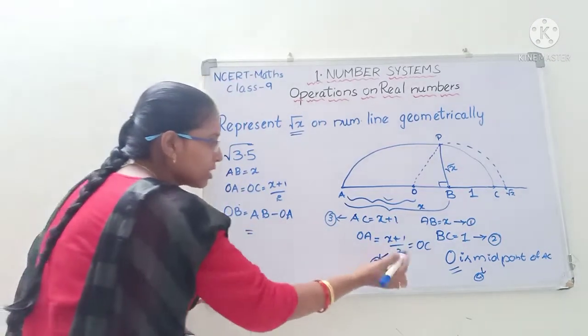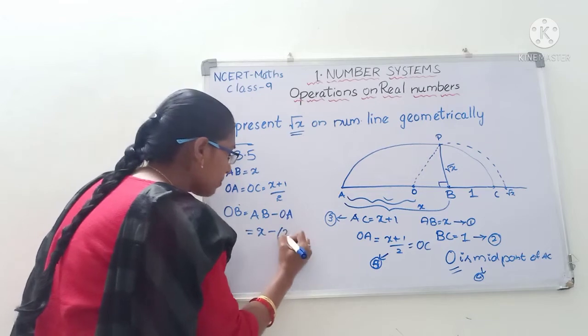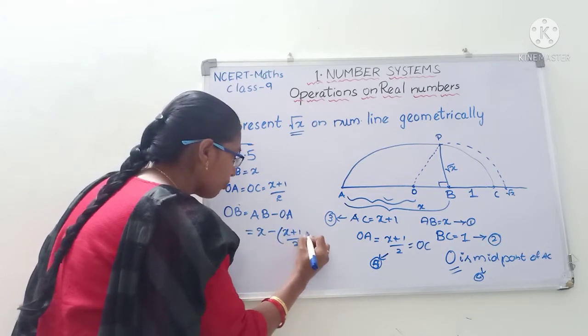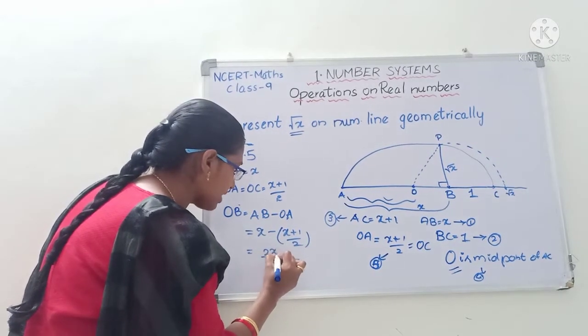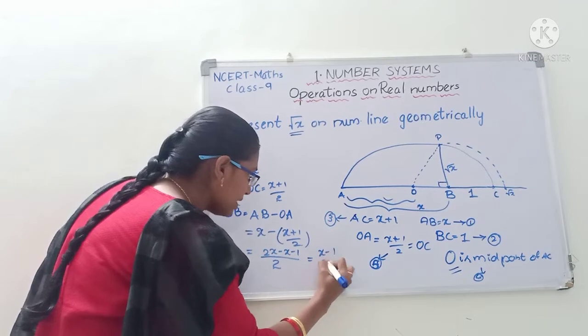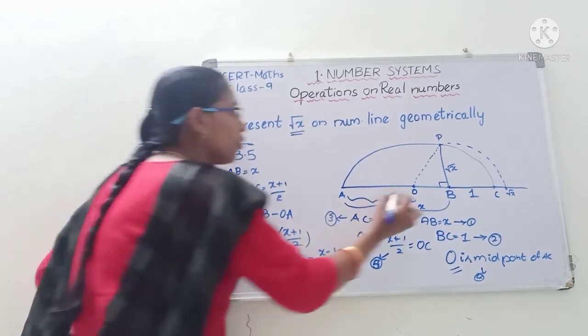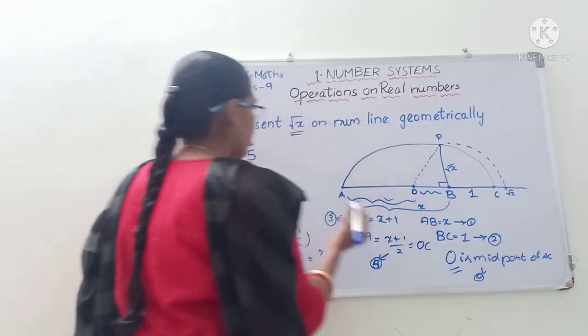AB is x units. So OB is x minus (x+1)/2. Take LCM as 2: (2x minus x minus 1)/2. You got (x-1)/2. Now you have OB as (x-1)/2.